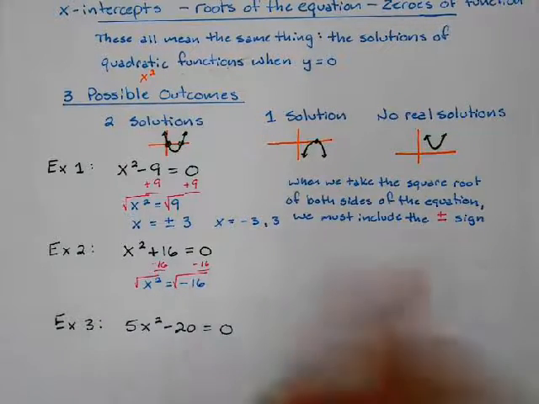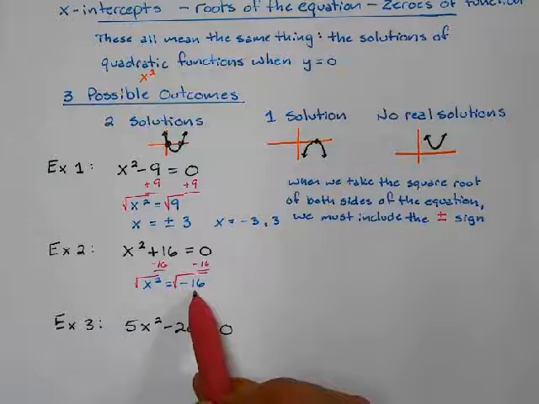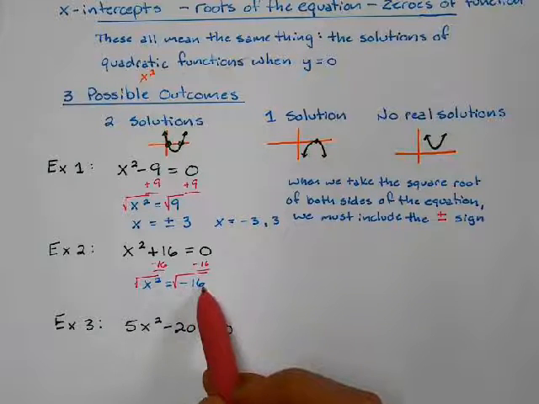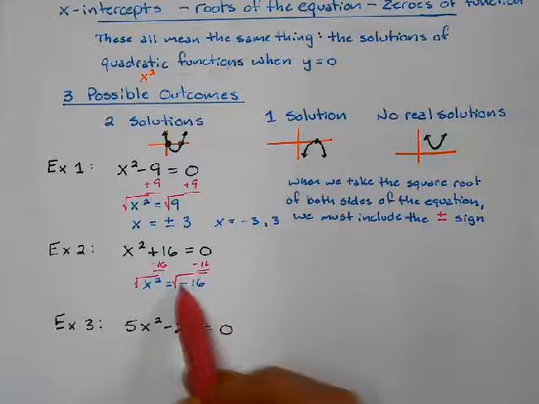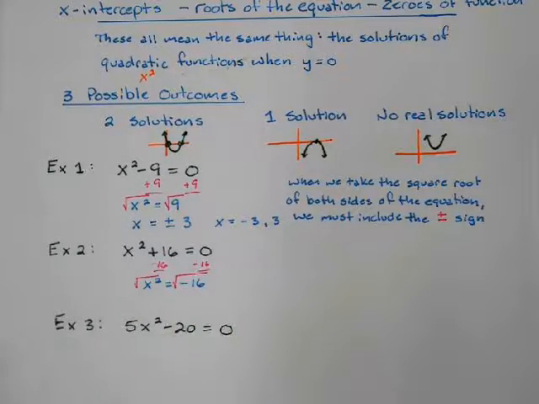Well, I've got a problem here. I've got the square root of -16. It's not possible to have the square root of a negative number. Because remember what a square root means. It means, what number multiplied by itself equals -16? Well, it's impossible to multiply a number by itself and get a negative. Just look at what it looked like before.